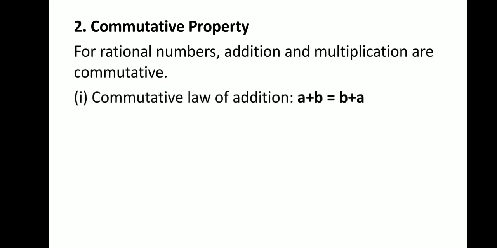This is the commutative property. This property states that for rational numbers, addition and multiplication are commutative. It means that if I am taking a plus b, two rational numbers, a and b definitely are rational numbers here.